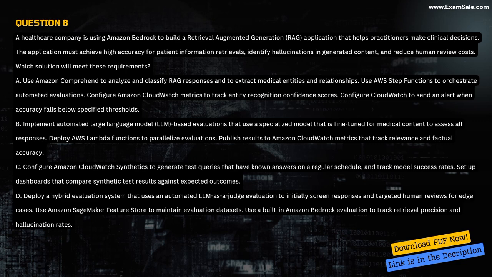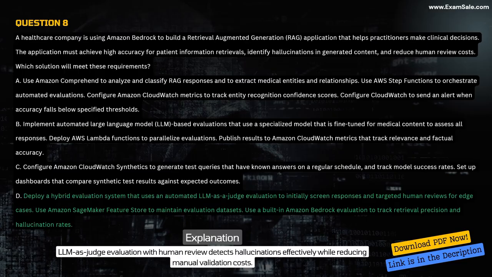Correct answer D. Deploy a hybrid evaluation system that uses an automated LLM as a judge evaluation to initially screen responses and targeted human reviews for edge cases. Use Amazon SageMaker Feature Store to maintain evaluation datasets. Use a built-in Amazon Bedrock evaluation to track retrieval precision and hallucination rates. Explanation: LLM as judge evaluation with human review detects hallucinations effectively while reducing manual validation costs.